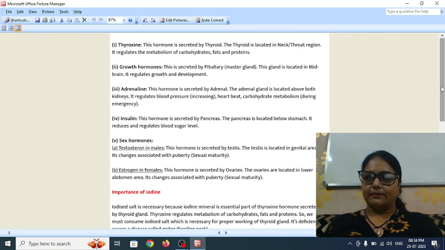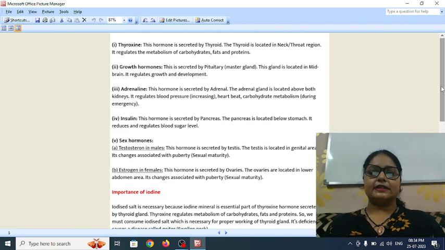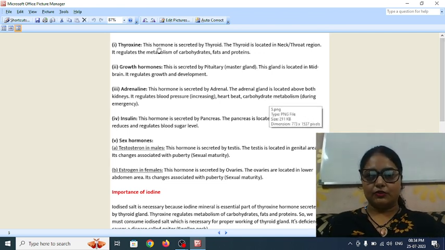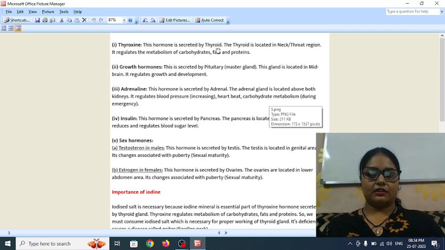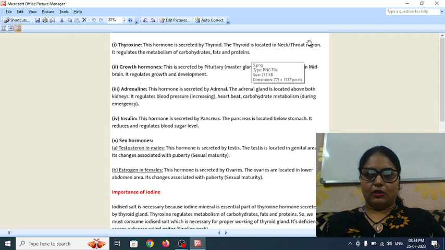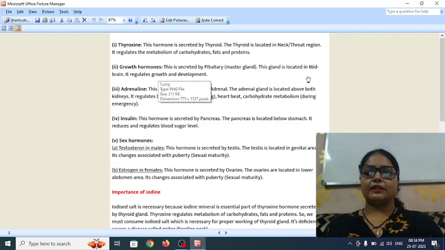Now some hormones are also released by some glands which help in the control of the body. Now the thyroxine hormone is secreted by the thyroid gland, which is located in the neck and throat region, and it regulates the metabolism of carbohydrate, fat and protein. Now the growth hormone is secreted by the pituitary gland, which is called the master gland. This gland is located in the midbrain. It regulates growth and development.